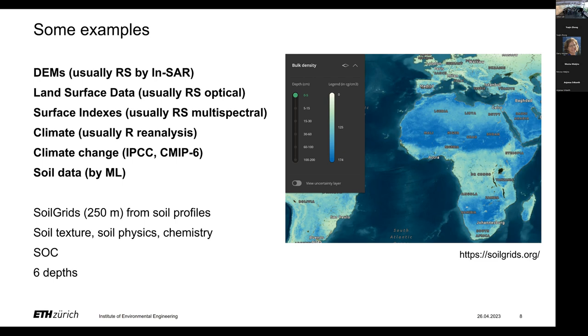There are alternatives to this. Of course, the FAO has its own soil map, which is not bad, but I wanted to use this as an example of a machine learning derived data set.